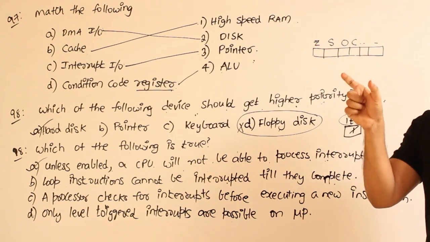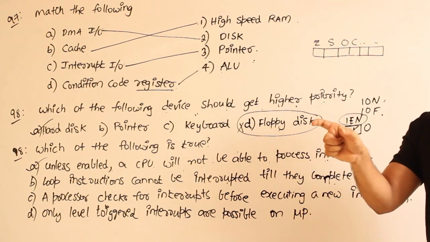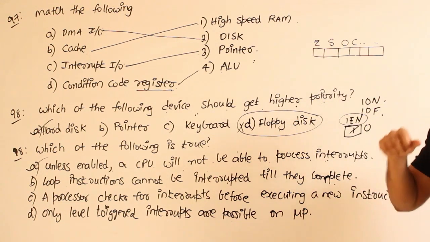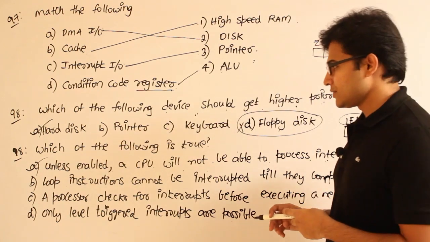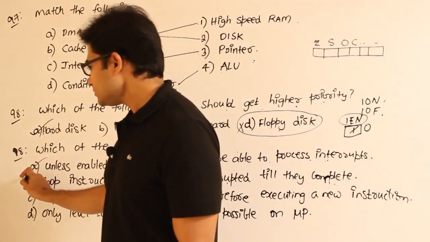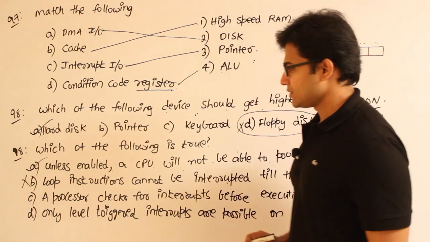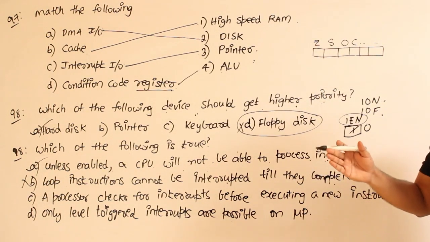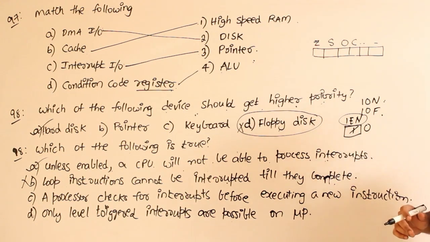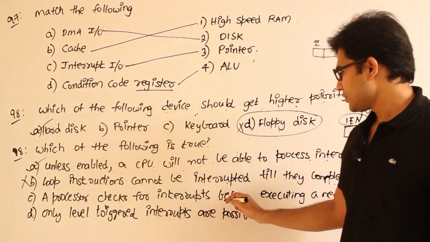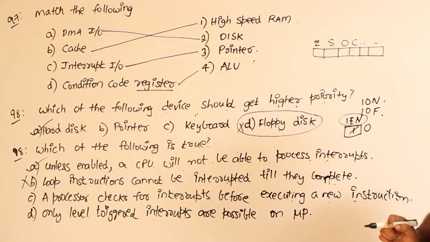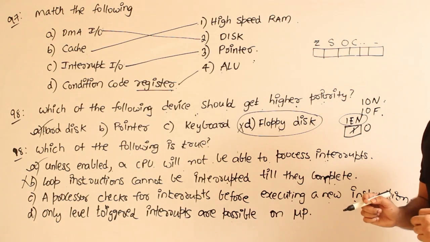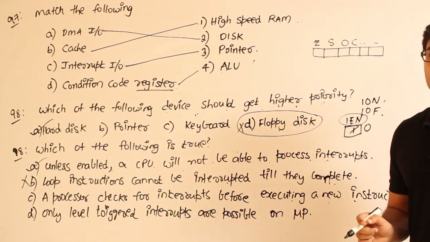Got it? So after one instruction cycle is over, we'll again process the interrupts. Therefore, loop instructions, this is false. Loop instructions will not be taken as a unit when you come to the interrupts. A complete instruction cycle will be taken as a unit. A processor checks for interrupts before executing a new instruction. It is false. Processor will check for interrupts before fetching a new instruction, not before executing it.